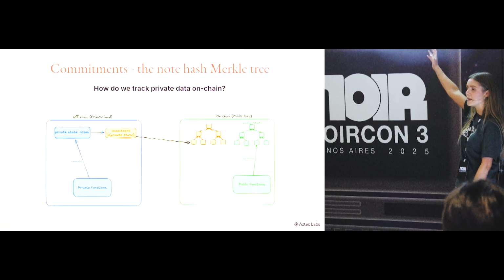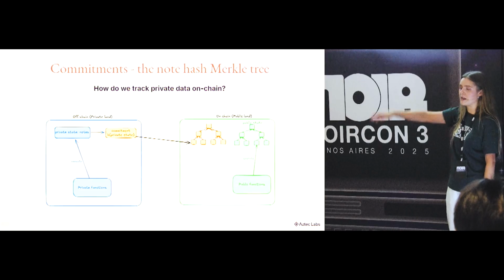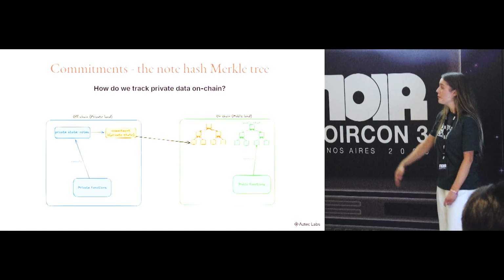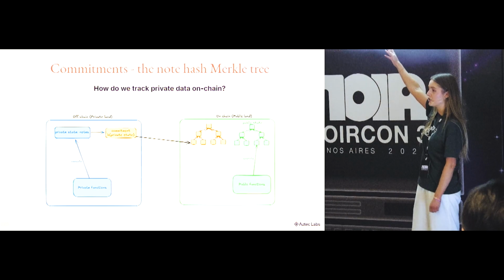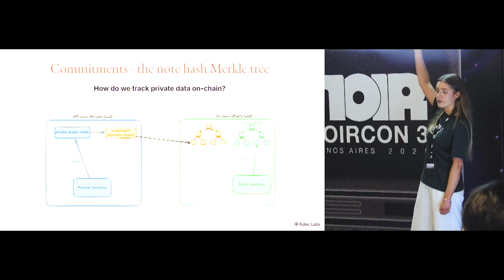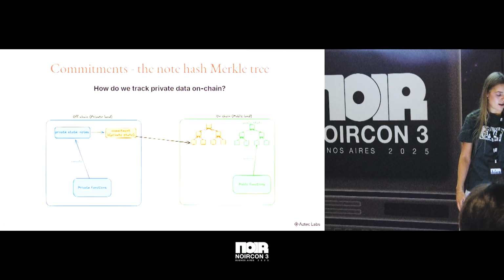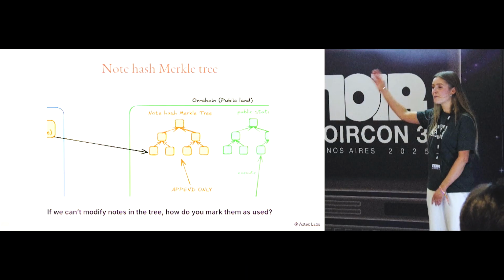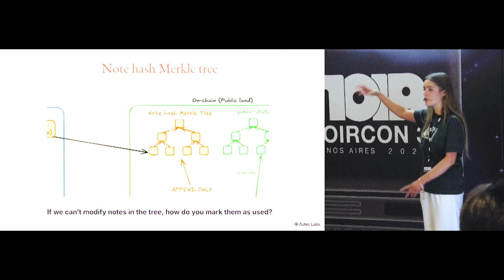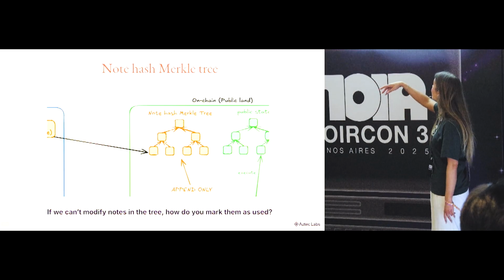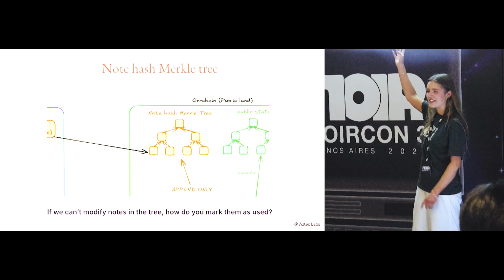So no one can see what the notes are because they're hashed. And then they're stored in this tree to make sure that we can have verifiability, because people can prove that they own the notes by proving they know the pre-image to a note hash that exists in the Merkle tree. This note hash Merkle tree is append only. You can't edit in situ, you can't change a note, you can't delete notes from the tree.